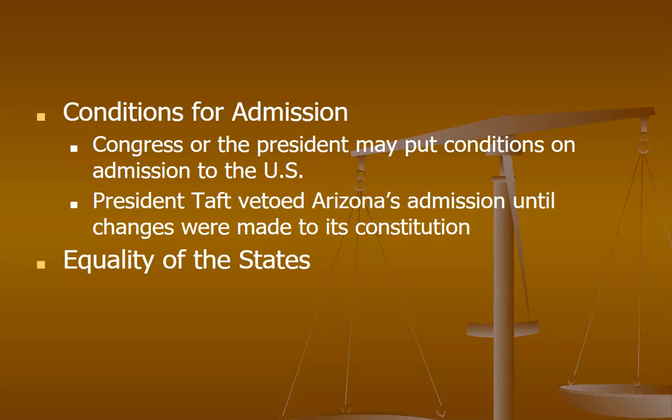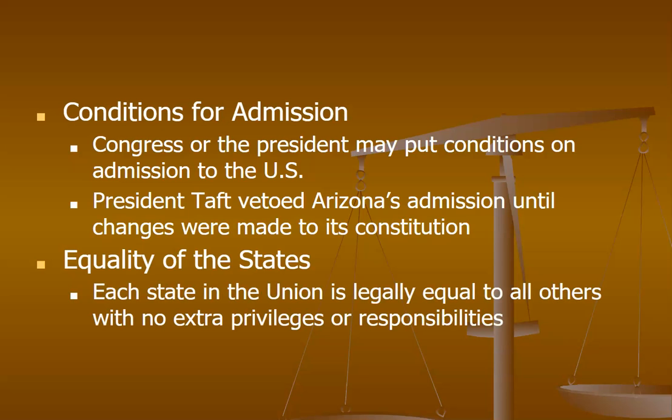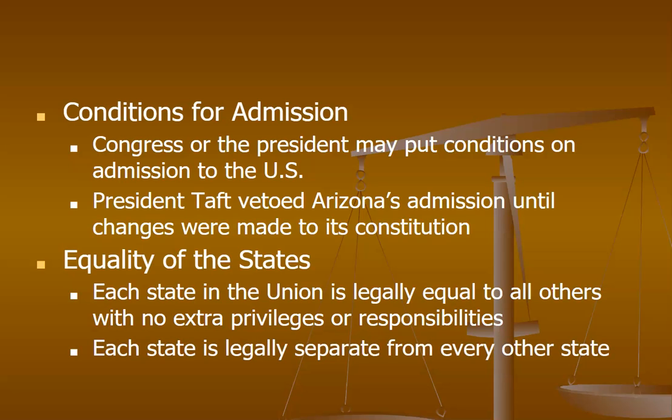Well, all the states are also equal to each other. And so because they're all legally equal to each other with no extra privileges or responsibilities, as soon as Arizona was a state, they immediately went back and amended their constitution and put those 3 provisions back in that the president didn't want. And there wasn't anything Taft could do about it because the president has no control over what a state does to its constitution as long as the national government is supreme and the state still has a Republican form of government. Each state is legally separate from every other state. They don't have to be the same.